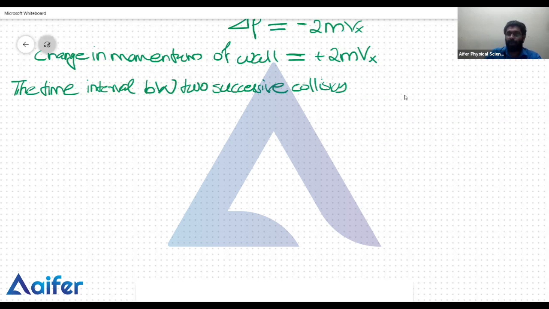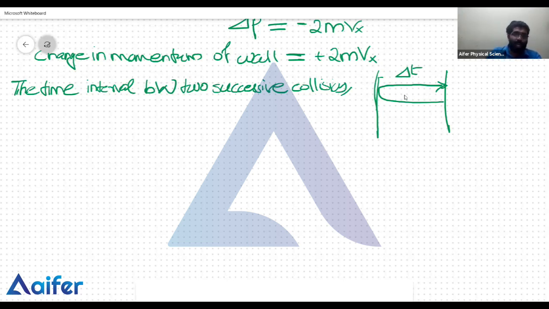Okay, suppose this is a wall. First it collides, then it goes and comes back, collides again. So what is the time for this? I call that time as delta t. We know that the collisions are perfectly elastic, therefore there is no change in momentum. The mass remains constant, which means there is no change in speed.